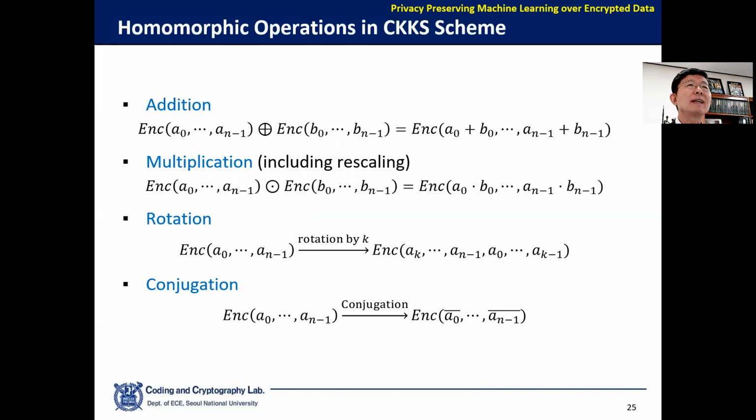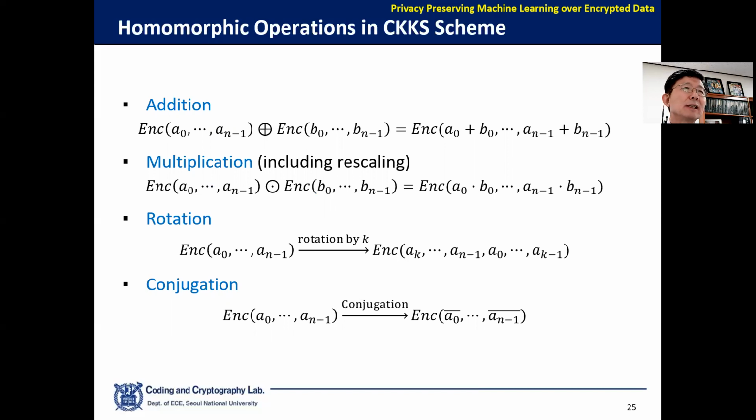Multiplication requires rescaling. So encrypt of (a_0, a_1, ..., a_{n-1}) times encrypt of (b_0, b_1, ..., b_{n-1}) is equal to encrypt of (a_0 b_0, ..., a_{n-1} b_{n-1}).